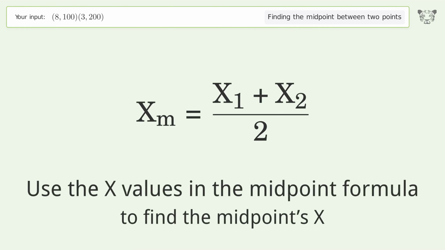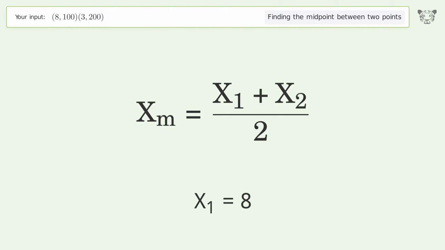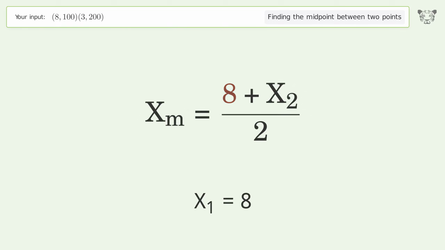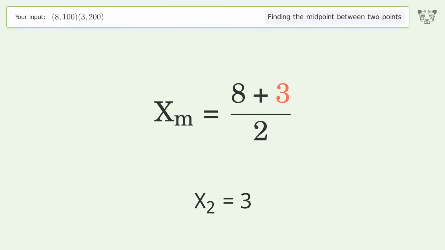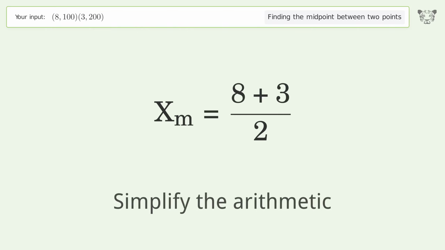Use the x values in the midpoint formula to find the midpoint's x. x1 equals 8. x2 equals 3. Simplify the arithmetic.